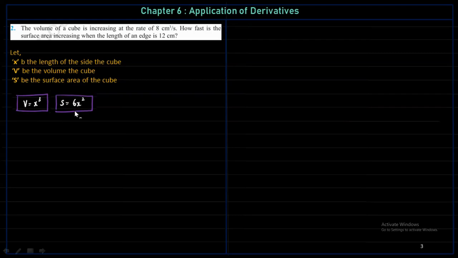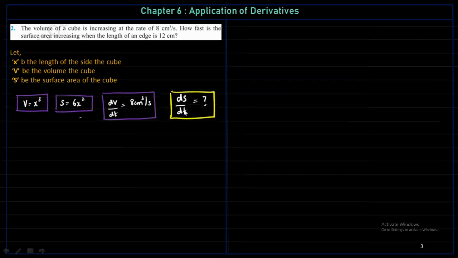S is the surface area, 6 multiplied by x squared, where x is the side length, right? Now what is given to you? dV over dt is what is given to you. Now I will start by writing down what we have to find out. We have to find out dS over dt, right?